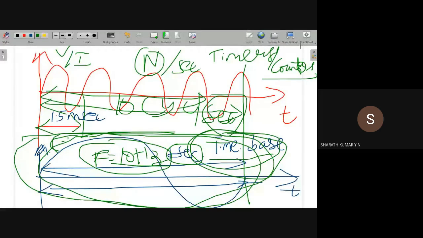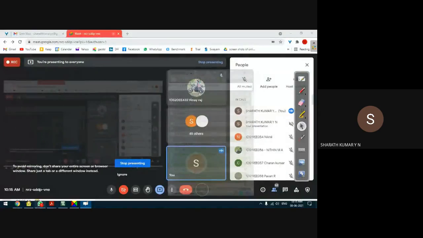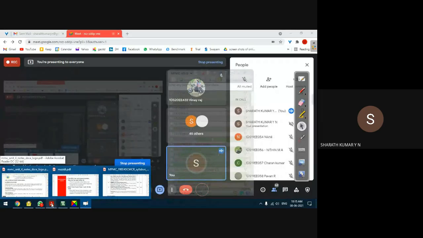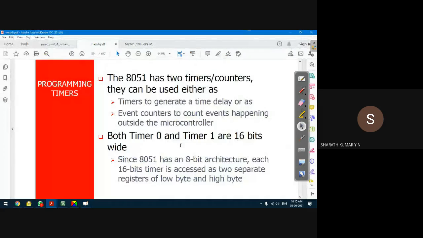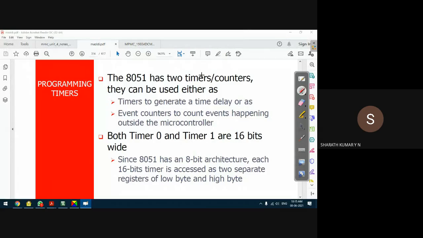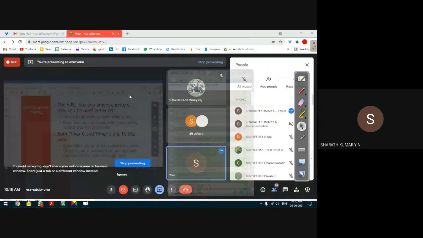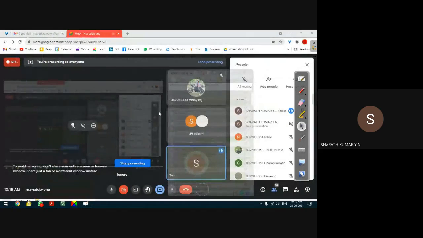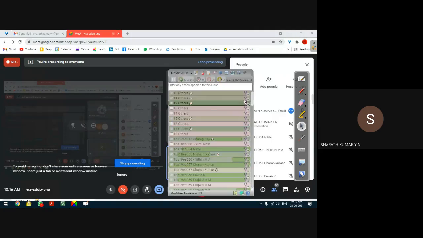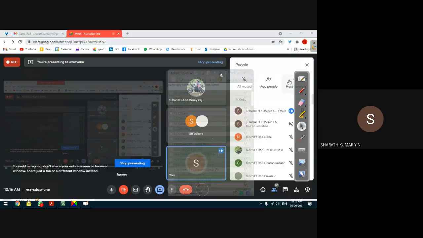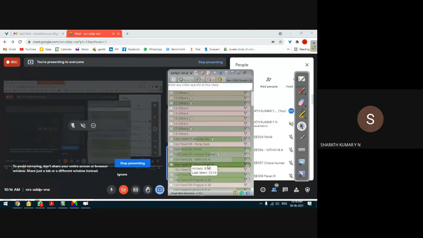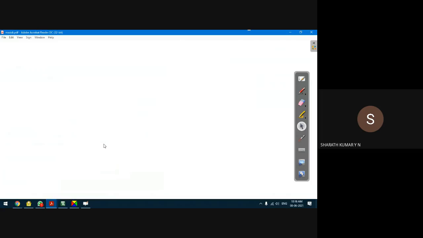We'll understand. In 8051, these timers and counters are the same hardware. It is not different hardware for a timer and a counter. It is the same hardware, timers as well as counters, which are basically used to generate the standard time-based signal, to measure the delay or to generate the delay.